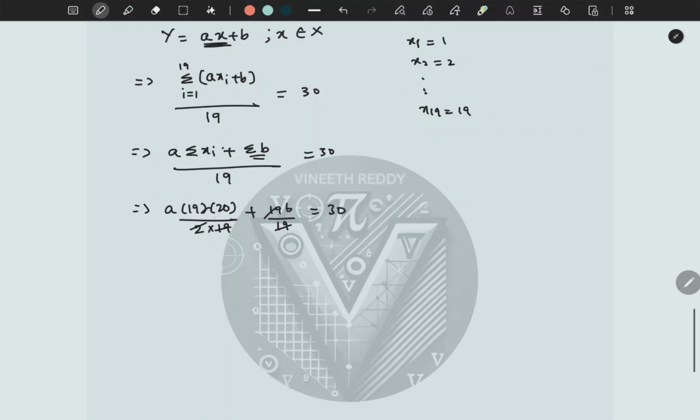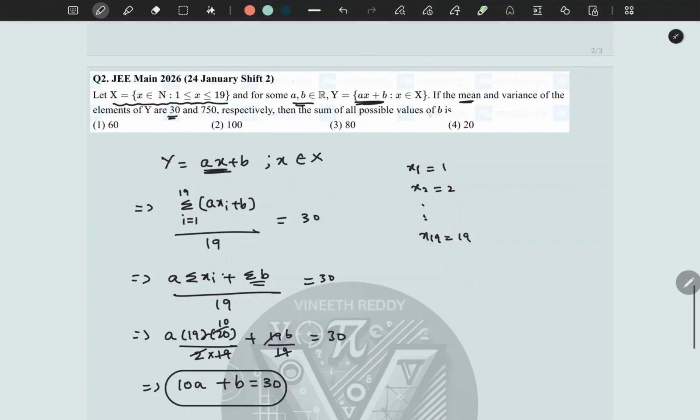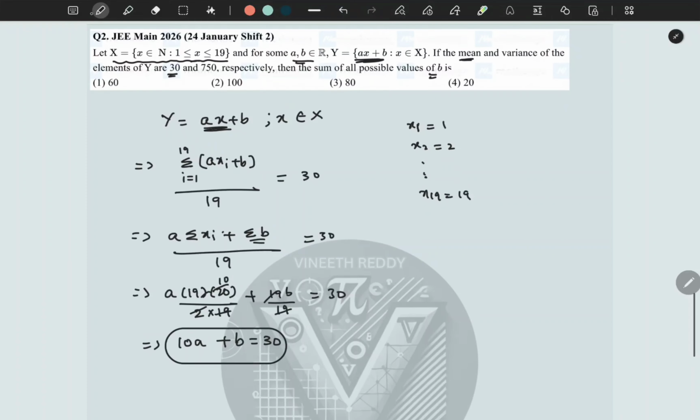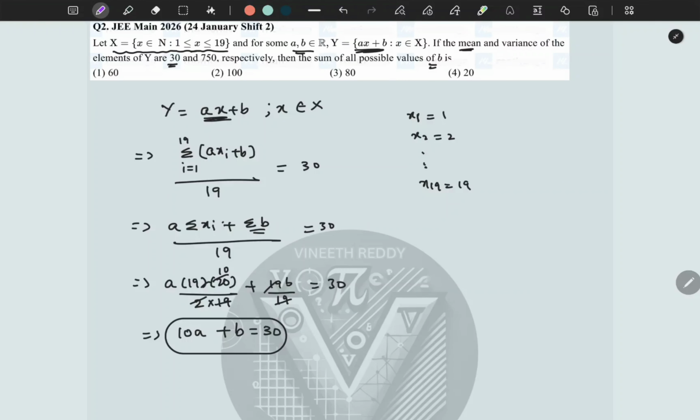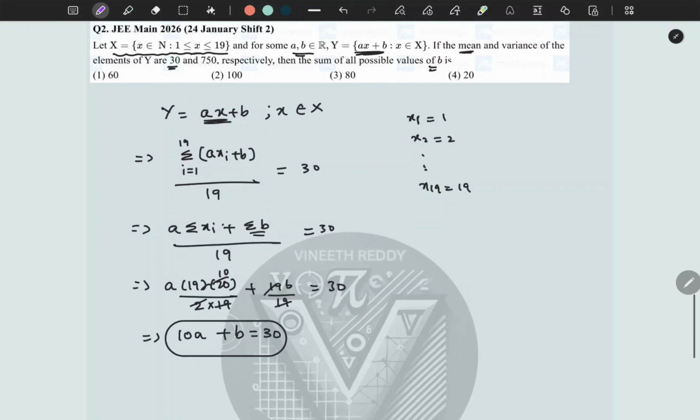So ultimately what do we get here? We get 10a plus b is equal to 30. Let us say this is the first equation. So what is he asking? Sum of all possible values of b, right? And what did he give apart from this? Now we'll use this thing, variance. I think we have to find the values of a and b. Okay, we'll use the formula for variance.